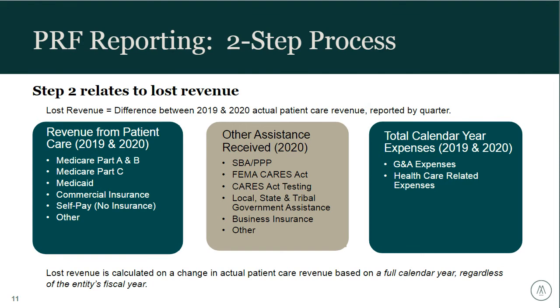And this, I think, is maybe a remnant from prior versions of the guidance where they were looking at operating margin. So I'm not 100% certain how they're going to utilize that information about the full year expenses, but it is still in the reporting guidance, so something to be mindful of and prepared for. And this is based on the full calendar year, regardless of when your particular fiscal year starts and ends.